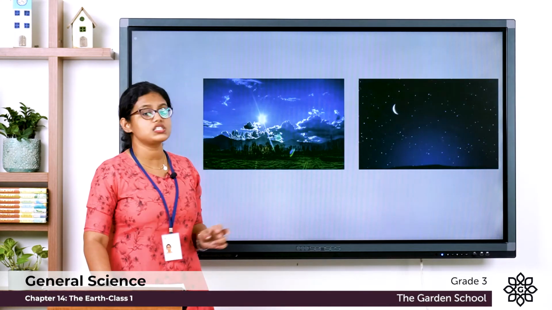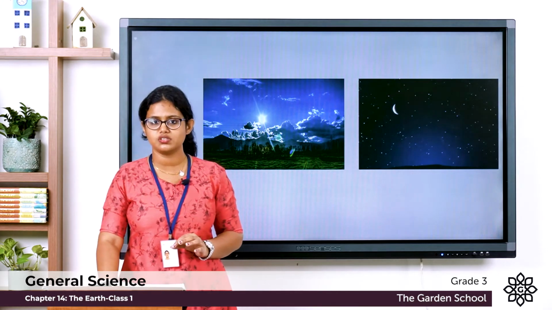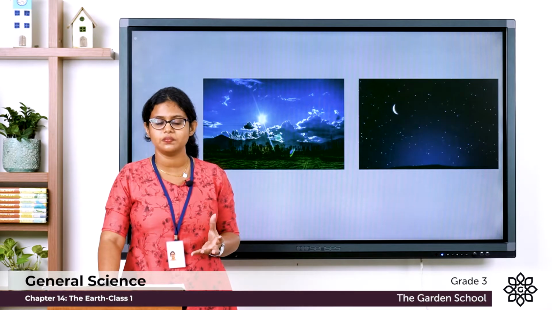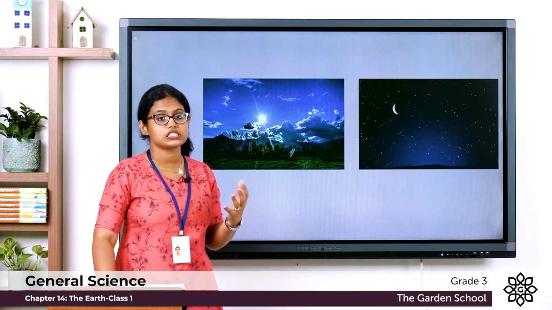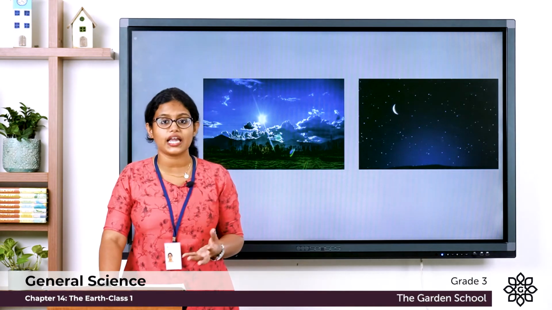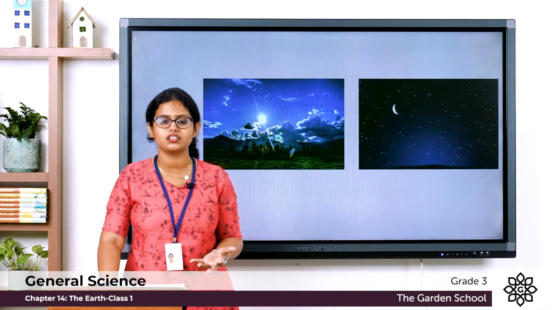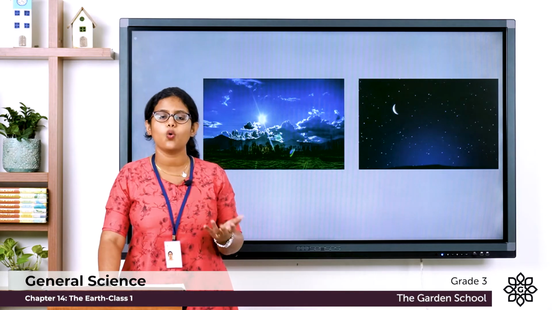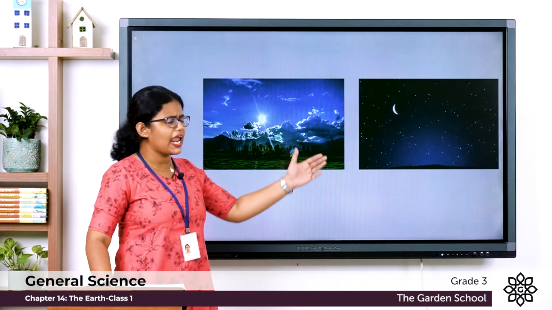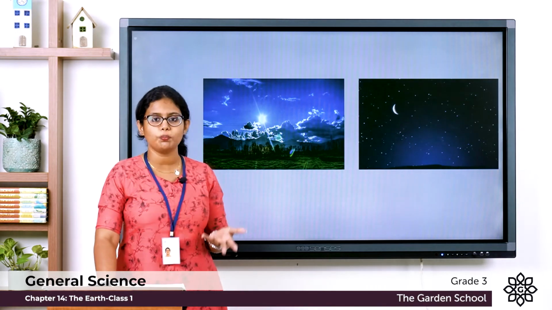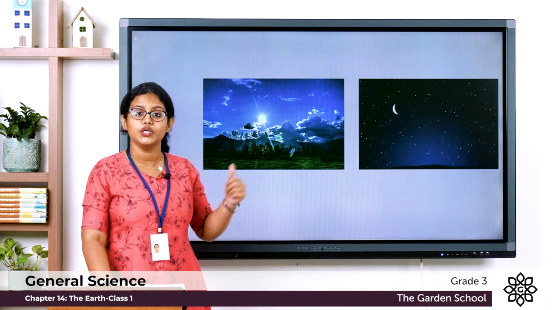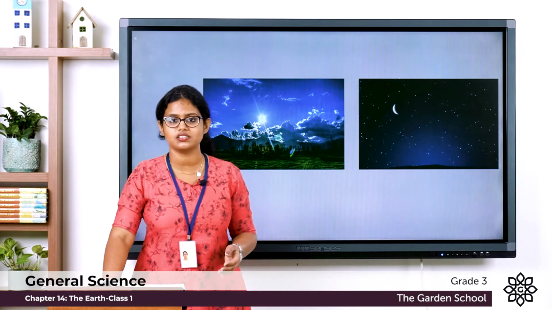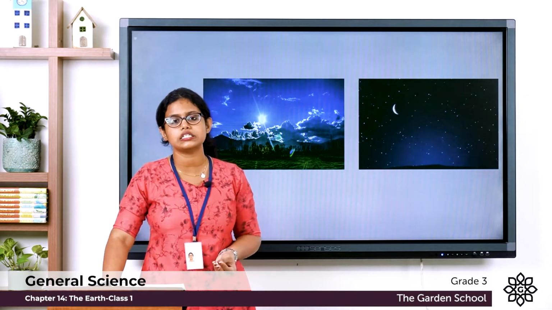So here you can see two different pictures. What is the first picture? It's daytime, right? Where you can see the sunlight. What about the second picture? It is dark, right? The sky looks dark and you can see only the moon. So is there any difference between these two pictures? Yes. During the day, we can see the sun. What about at night? At night, we cannot see the sun.